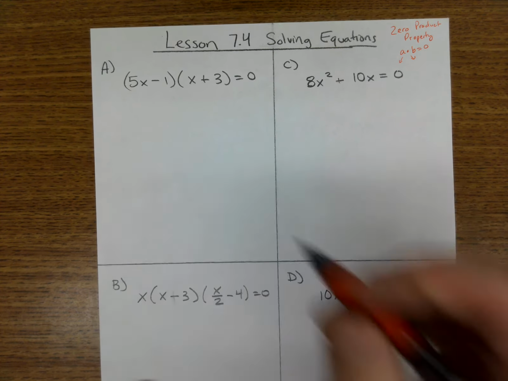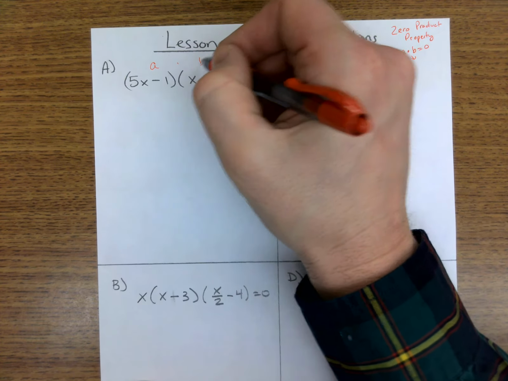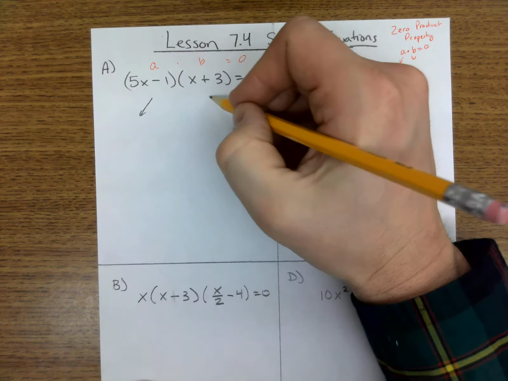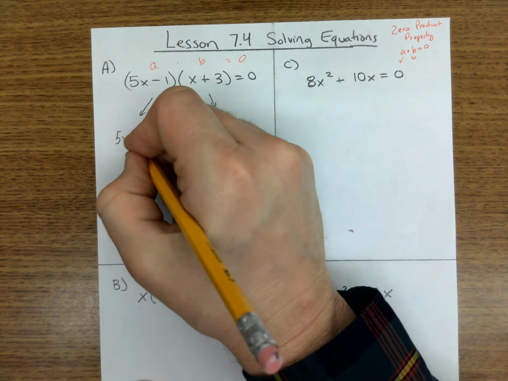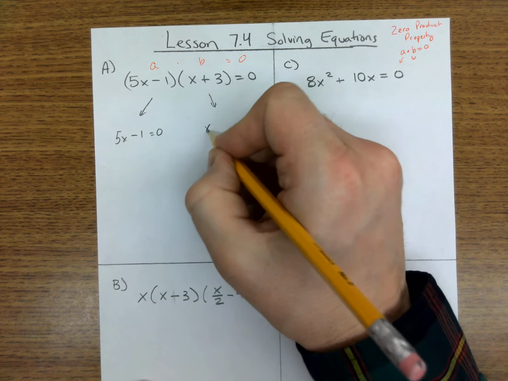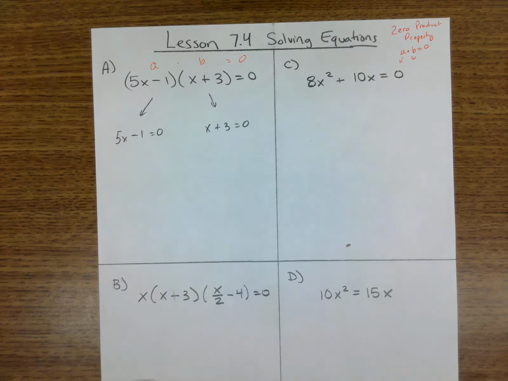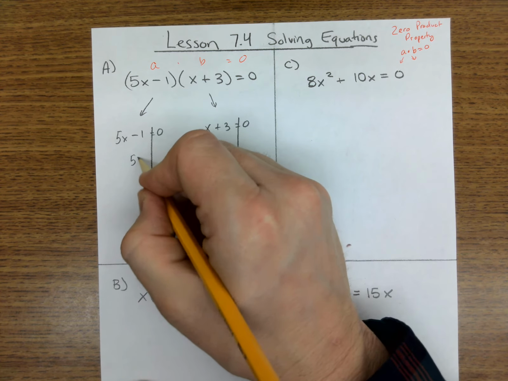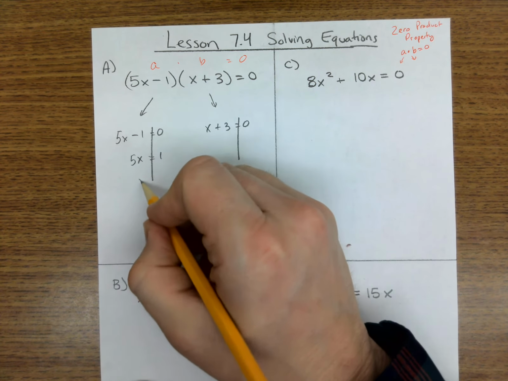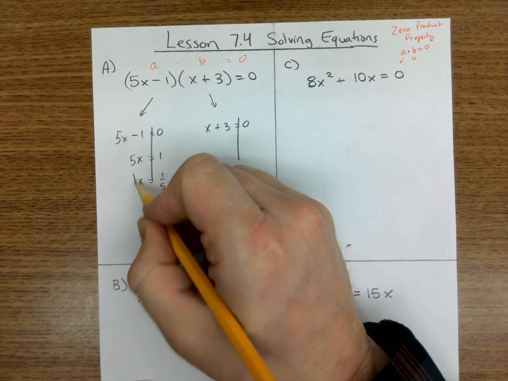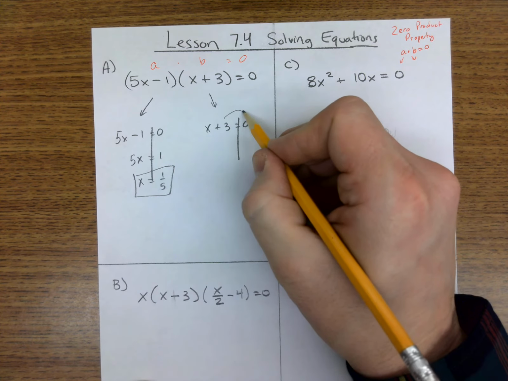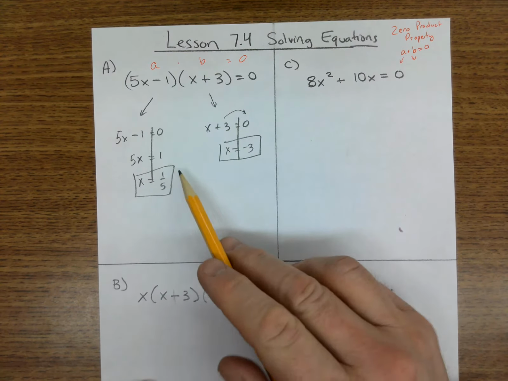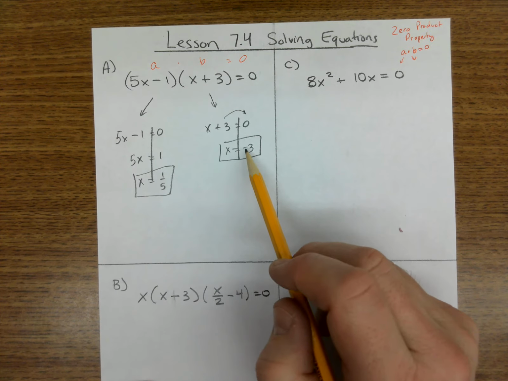So in my first problem right here, I already have that. I have two things being multiplied together to get 0, so I can do two separate problems. That is what you have to do. You have to do the work twice. Draw a line, subtract this over, add that over, x is 1/5. On the next one, subtract that over, x is -3. The solutions to this problem are 1/5 and -3.